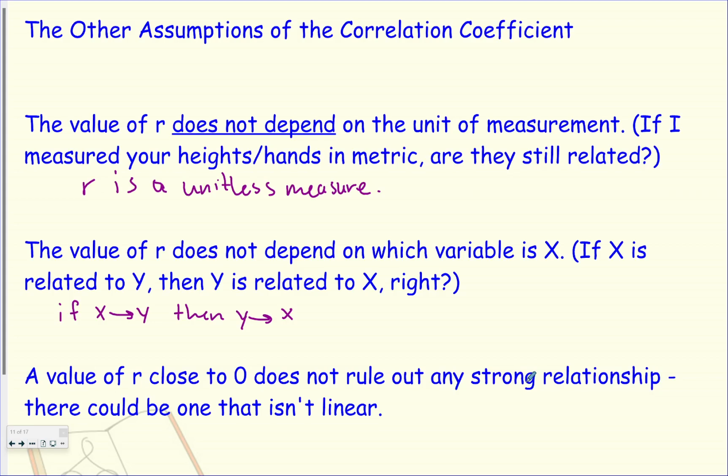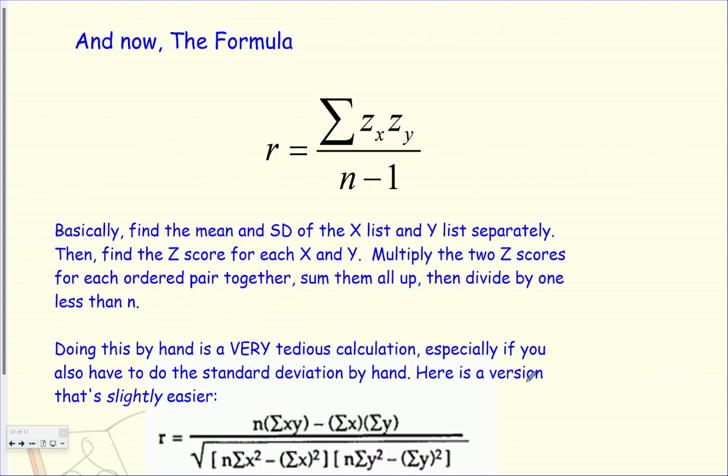Okay, now the next question might be, how do we actually calculate this, right? Now, obviously, we have the spreadsheet. But just in case you're curious, here's what's happening. In order to find R, what you first have to do with your list is calculate the mean. If you have your X and Y list, here's X, here's Y. The first thing that you have to do is find the mean and the standard deviation for X, the mean of Y, and the standard deviation of Y. You have to start by finding those.